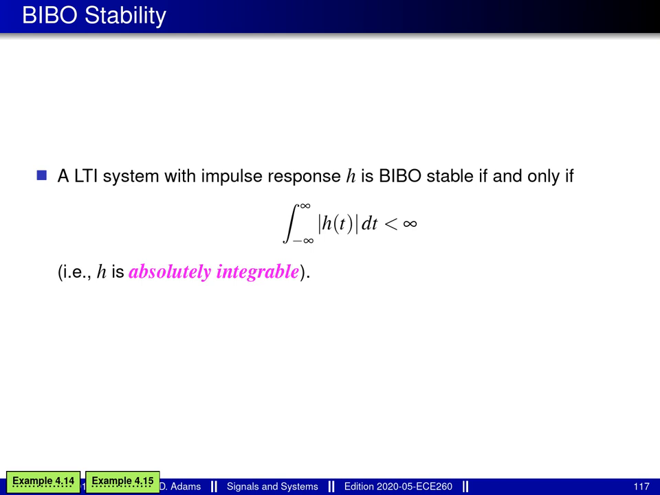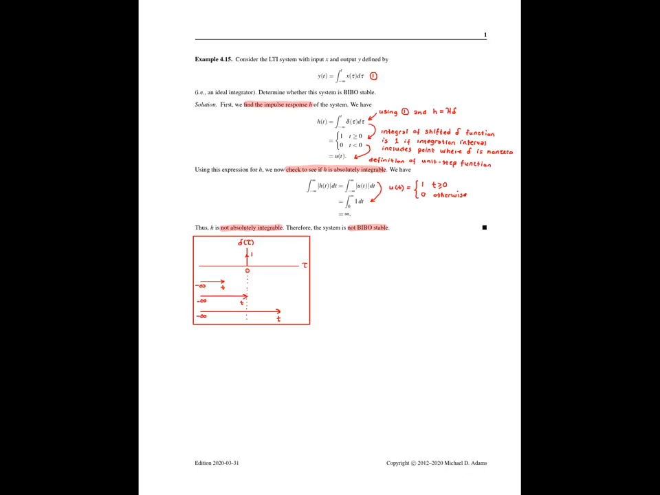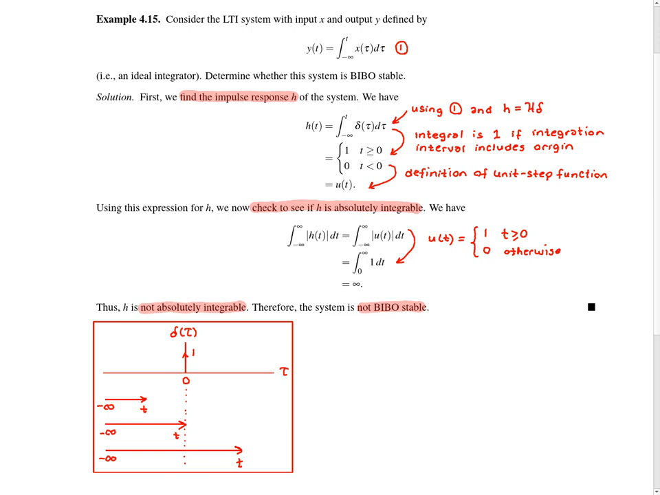The next example I'd like to consider is example 4.15. In this example, we're given an LTI system with input x and output y that's defined by this particular equation here, and we're asked to determine whether the system is BIBO stable. Now we could do this by first principles. In other words, we could go back to the definition of BIBO stability and directly use this definition in conjunction with the equation that defines the behavior of the system, in other words, the equation that I've just highlighted. We could use these two things together in order to test for BIBO stability.